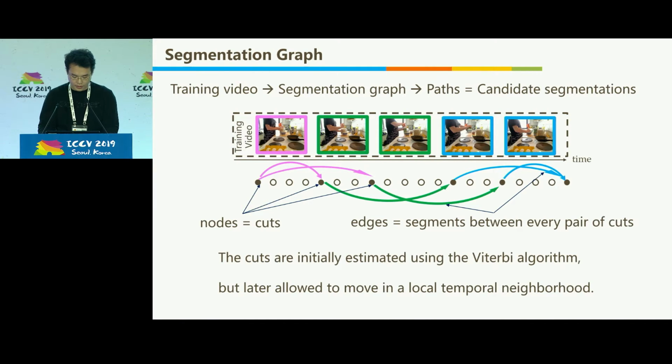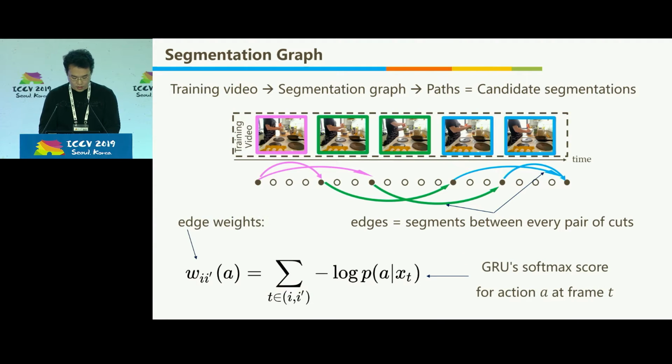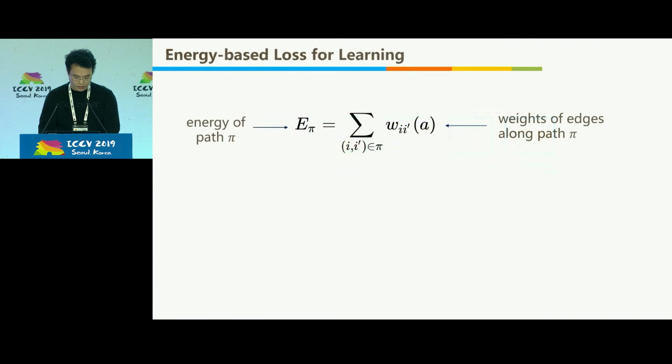Finally, every path in the segmentation graph corresponds to either a legal or illegal action segmentation. In the segmentation graph, we define the edge weights as the summation of GRU's negative log softmax score over the frames between two cuts. The energy of a path is the summation of edge weights along the path.